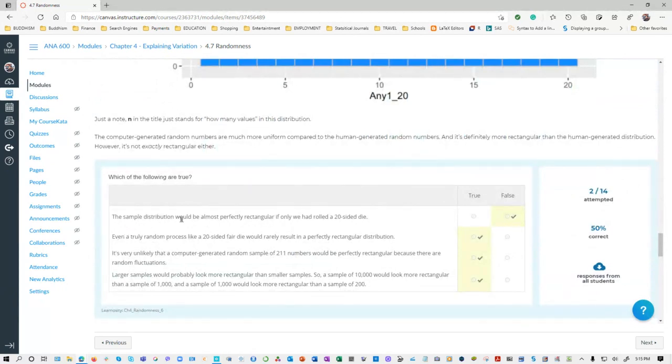So the sample distribution would be almost perfectly rectangular if and only if we had a rolled 20-sided die. No, that's not right. Even a truly random process like a 20-sided fair die would rarely result in a perfectly rectangular distribution. Yes, very rare. Perfectly rectangular, we never get it. It's very unlikely that the computer-generated random 200 numbers would be perfectly rectangular because there are random fluctuations. A large sample would probably look more rectangular than smaller samples. So a sample of 10,000 would look more rectangular.